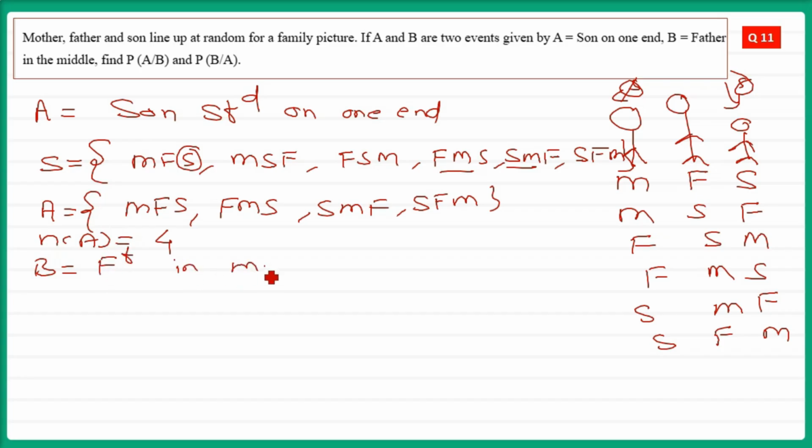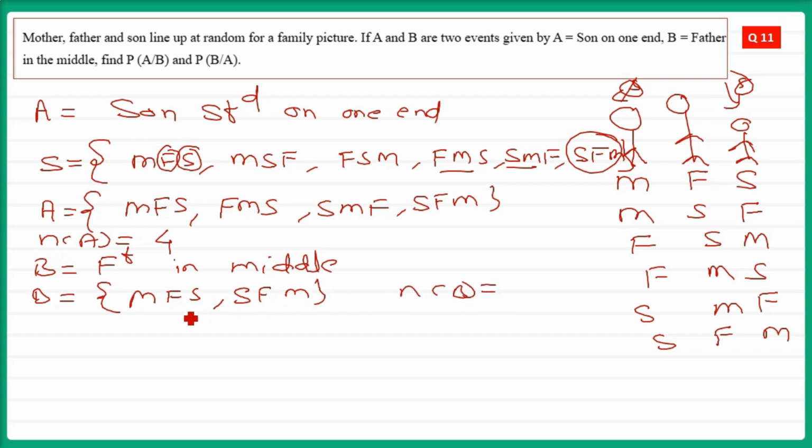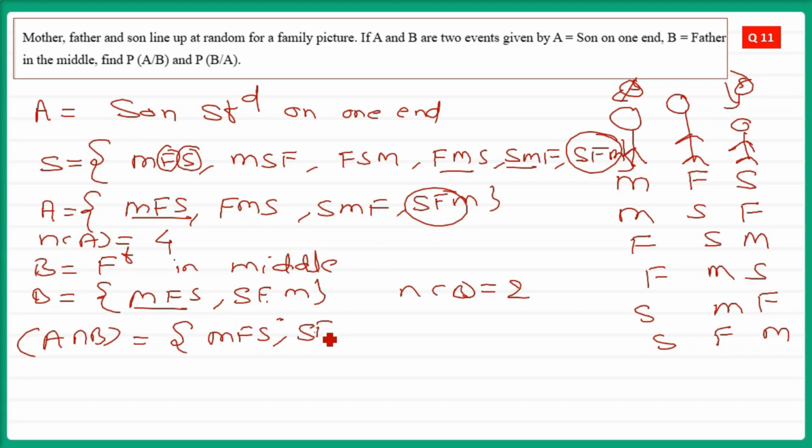So when we are talking about father in the middle, that means you have to just see that the father has to be in the middle. So MFS and SFM, these are the only 2 possibilities where the father comes in the middle. The same question, if mother in the middle, then also it remains the same. Father on one end, mother in the middle, same solution will happen. So this n(B), number of elements, has become 2. A intersection B: MFS is common. I am now finding the common values in A and B. MFS is there and SFM is there. So n(A intersection B) is 2.